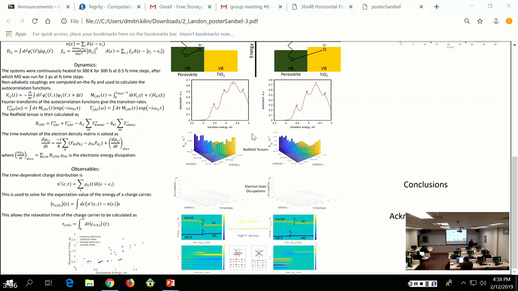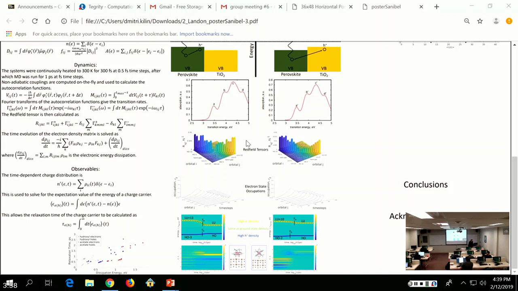Okay, so once we have the ground state observables figured out, we move on to molecular dynamics. I heated the system to 300 degrees Kelvin over the course of 300 femtoseconds at half femtosecond time steps. And then molecular dynamics was run for a picosecond with 1 femtosecond time steps.